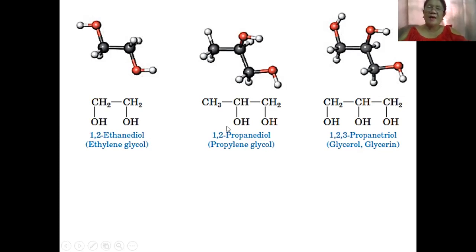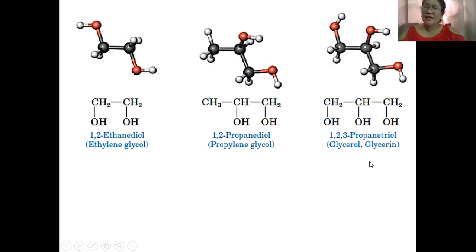Here we have propane, that is carbons 1, 2, 3. But there is an OH at carbon 1 and another OH at carbon 2. Therefore, that is 1,2. And what is your parent? It's propane. Take away the E in propane, then you exchange it with diol. Okay, that is 1,2-propanediol, or the name of this is propylene glycol.